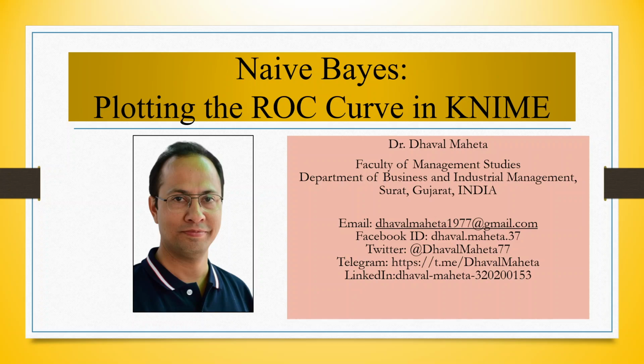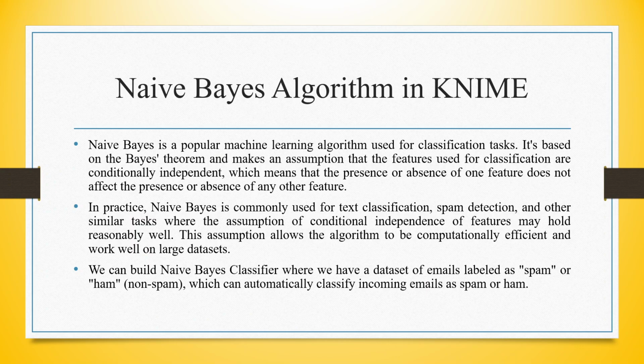And let's try to understand today how to plot the ROC curve using Naive Bayes in KNIME. So Naive Bayes is a popular machine learning algorithm used for classification tasks. It is based on the Bayes theorem and makes an assumption that the features used for classification are conditionally independent, which means that the presence or absence of one feature does not affect the presence or absence of any other feature. This is the reason this algorithm is considered to be very important in machine learning.